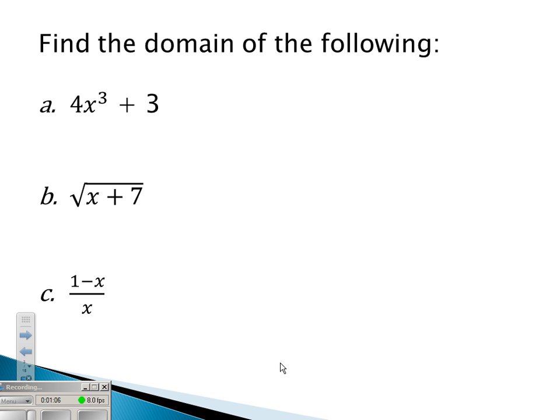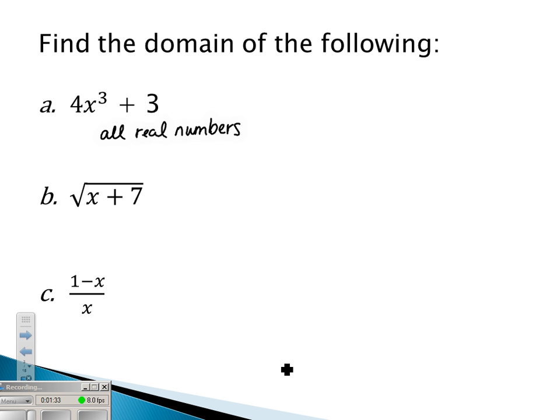Example letter A, this one there are no exclusions. You can put any number you want in there, you can cube it, you can multiply it then by 4, add 3, and you will have a real number answer. So this domain is simply stated as all real numbers. Okay, you can put anything you want to in for x.